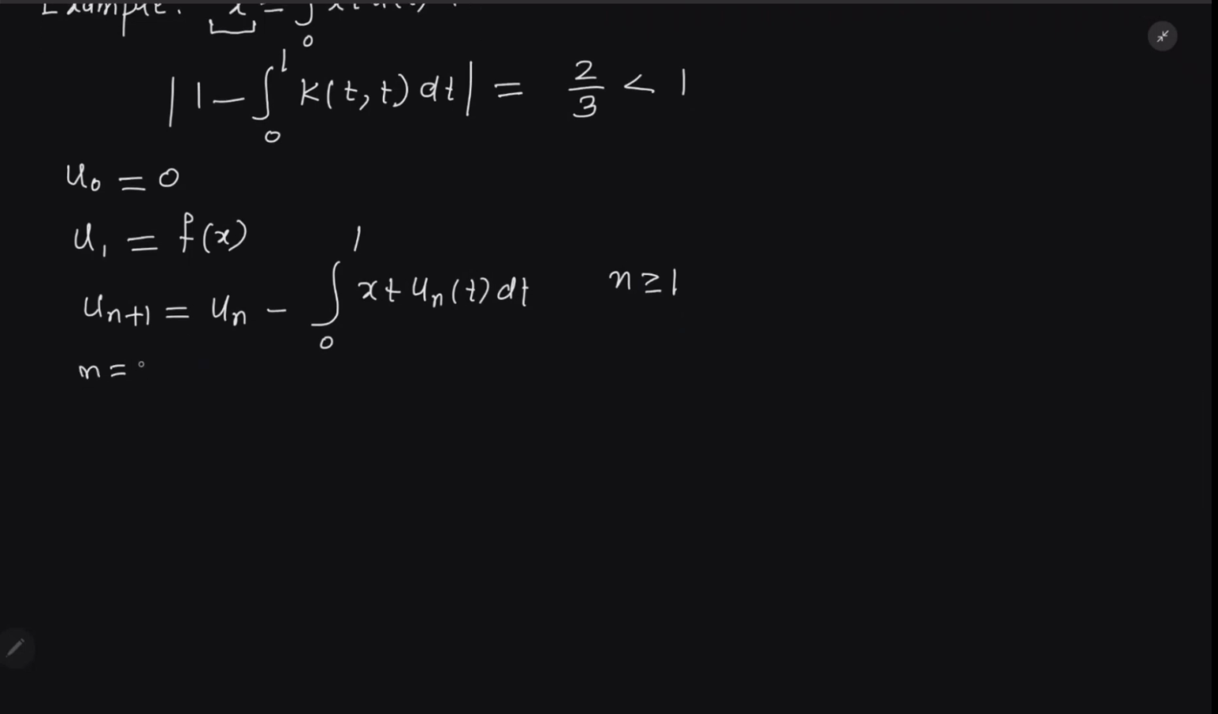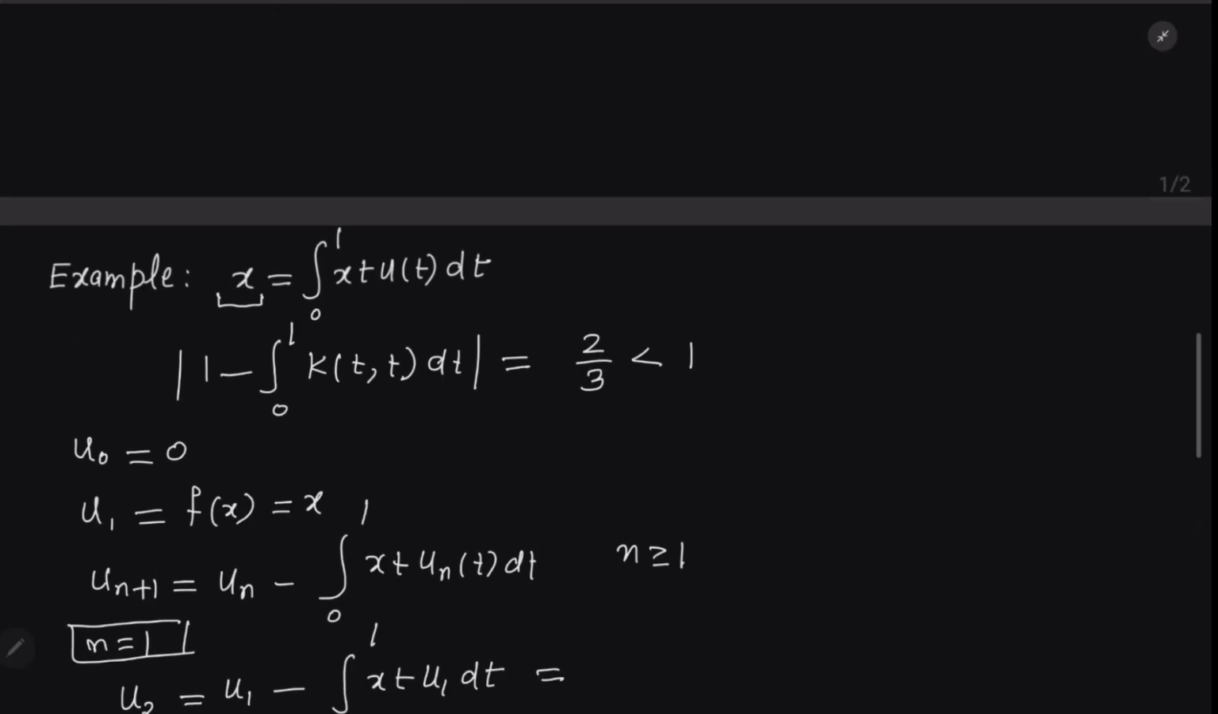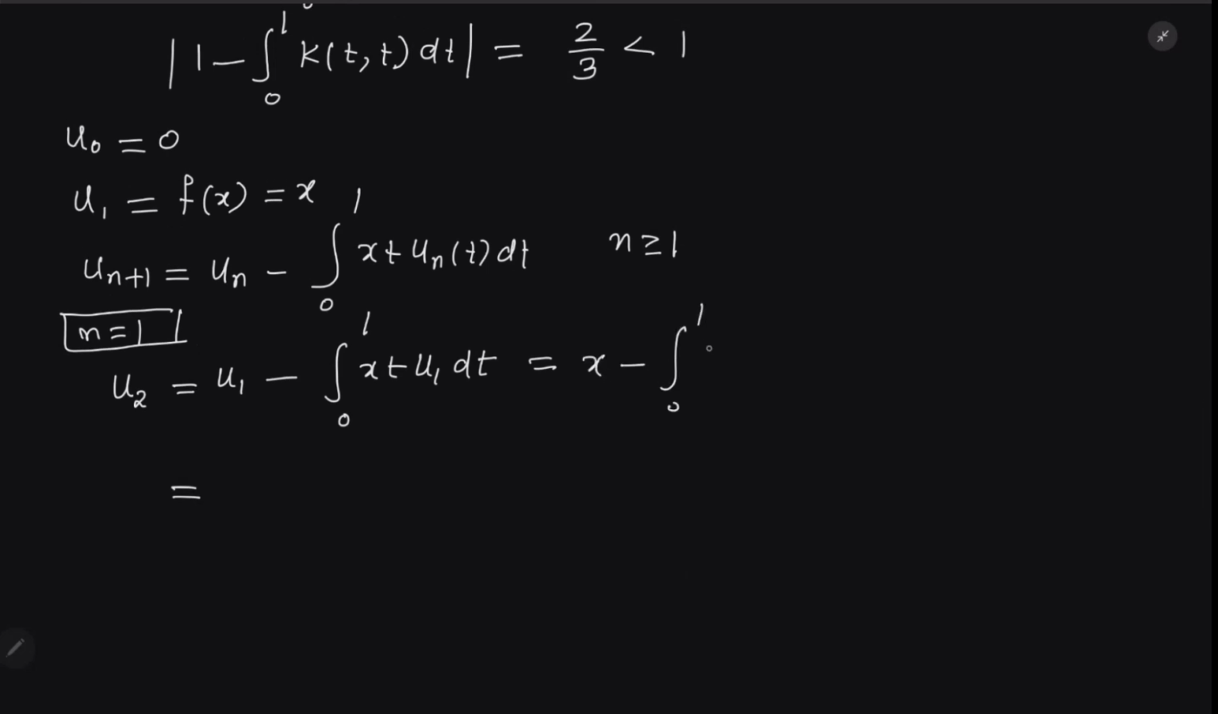So when n is equal to 1, we have u2 is equal to u1 minus integral 0 to 1 xt u1 dt. After putting the values, u1 is f of x and f of x is x. So that is x minus integral 0 to 1 xt, and u1 is t, since it is a function of t, so we get t dt. After solving it, I directly write the answer 2 by 3x.